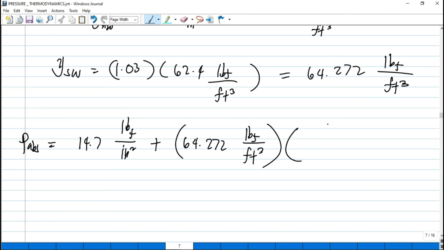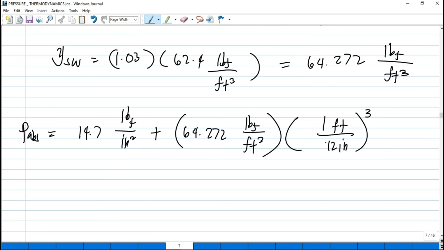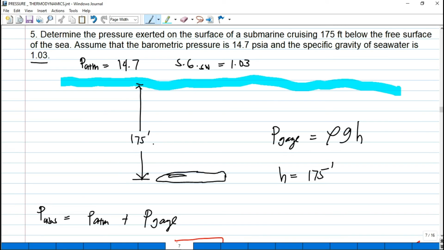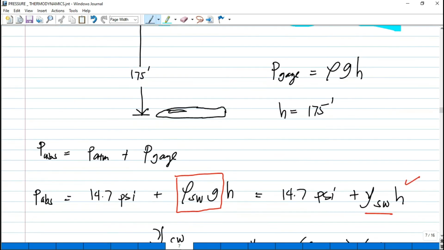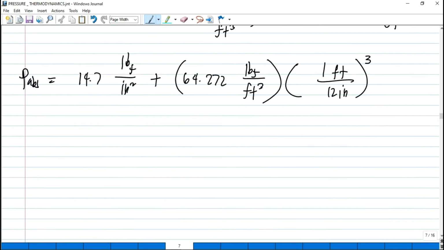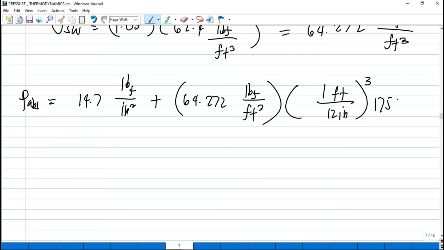So we have here 1 foot per 12 inches. Naka-cube siya, so i-cube din natin yung conversion, yung 12 is naka-cube. Specific weight times the height, so the height below the free surface, that is 175 feet. Ito na-convert natin to inch, so dapat i-convert din natin to inches. So this conversion here, we have 12 inch per 1 foot. Absolute pressure in PSI.